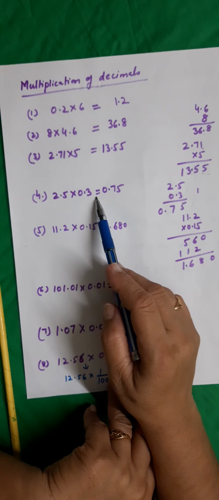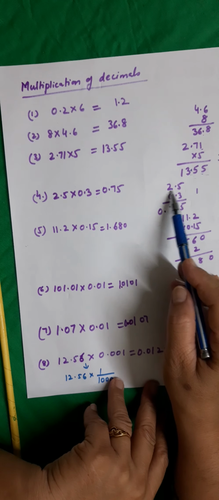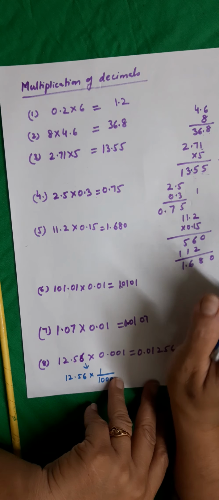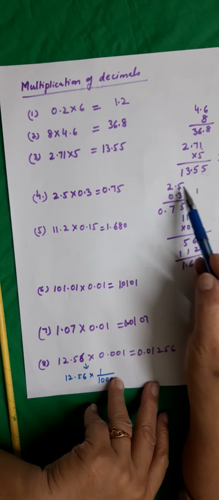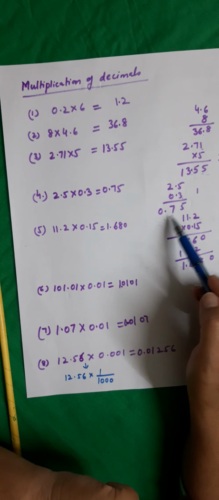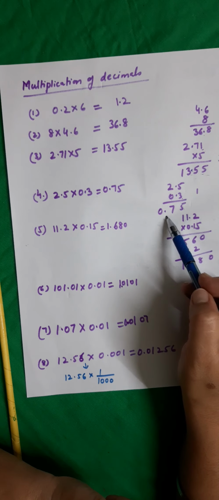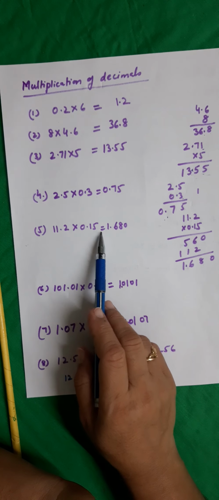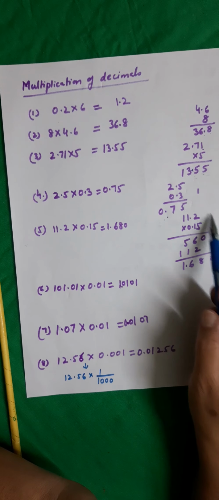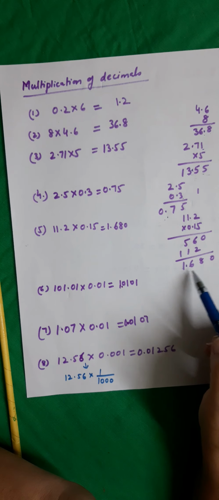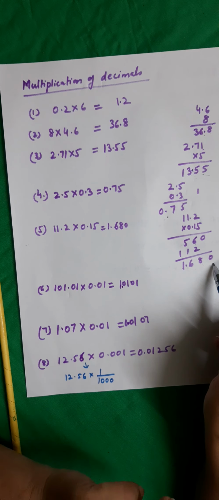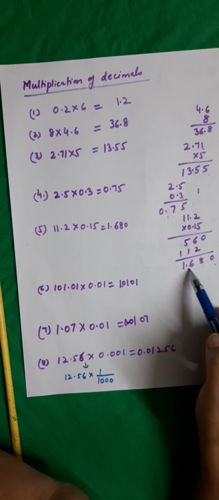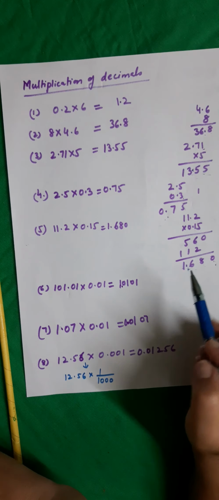2.5 into 0.3. Again you multiply 2.5 into 0.3. That gives me 75. But how many places are there after the decimal? 1 from here and 1 from here, 2. So I will be putting the decimal before two digits. Now 11.2 into 0.15. Again you multiply it. On multiplying I get 1680. But how many digits after the decimal? Let's count. 1, 2, 3. So I will put my decimal before 3 digits.